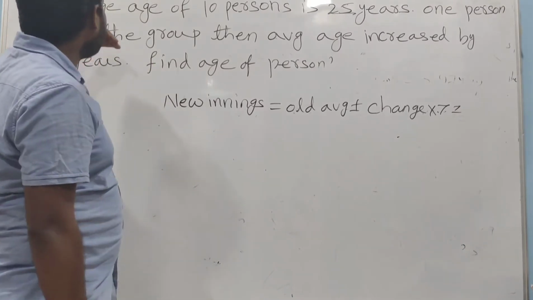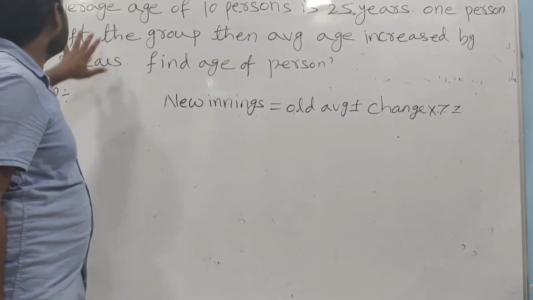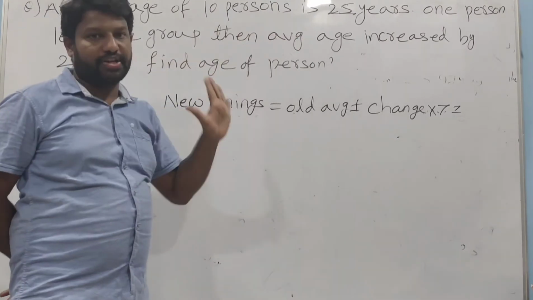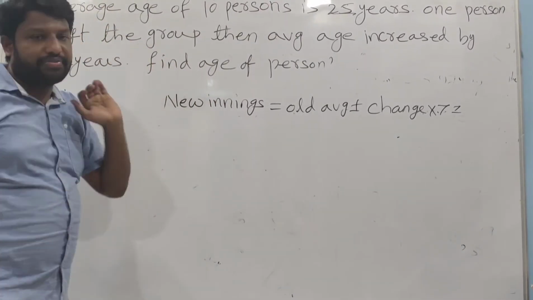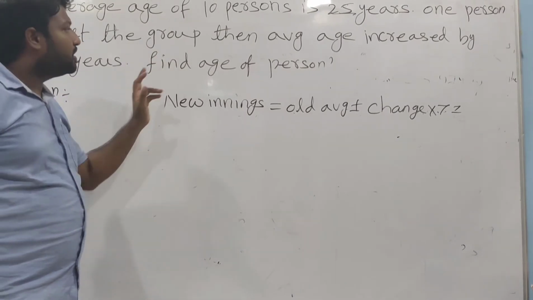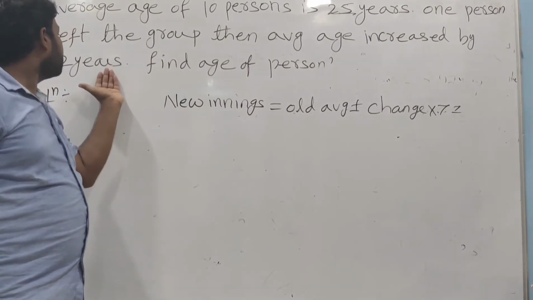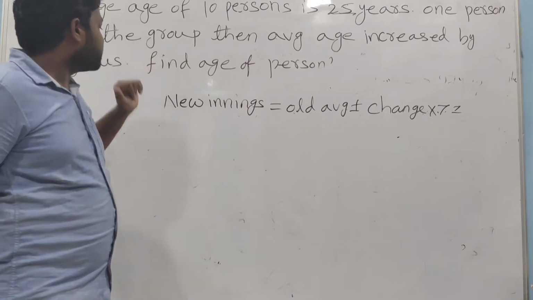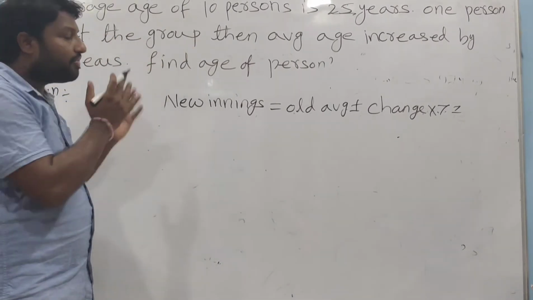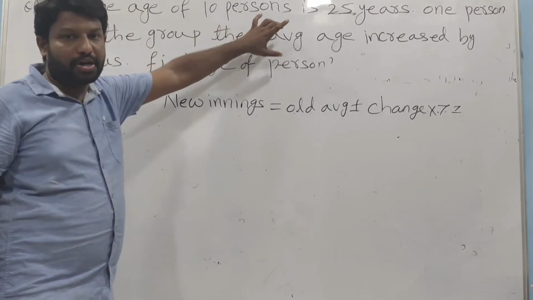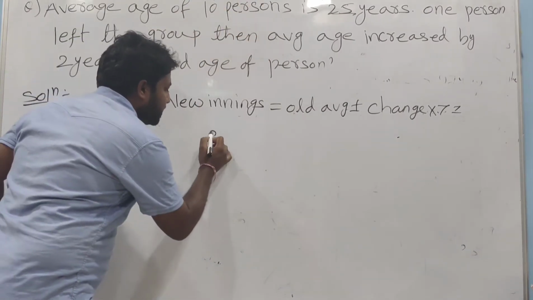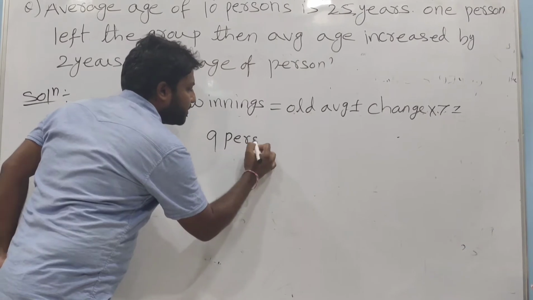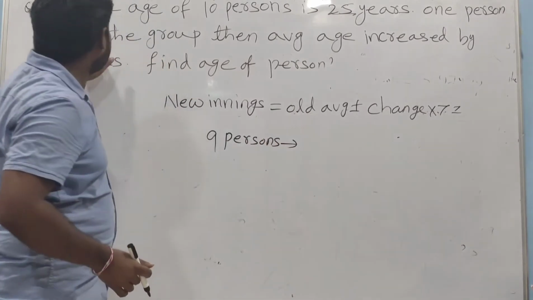Now see this. What I will do is, I will take this question from the reverse side. The average age of 10 people is 25 years. Now one person left the group. Then the average age is increased by 2 years. After one person left the group, how many people are there? Total 10 people were there, one person left. That means only 9 persons are there.